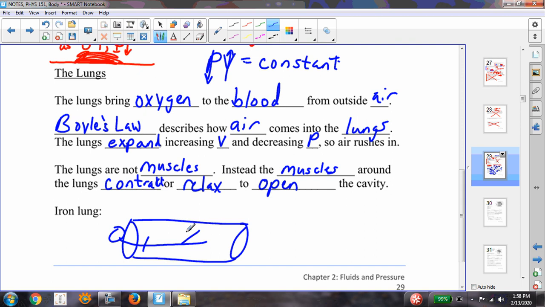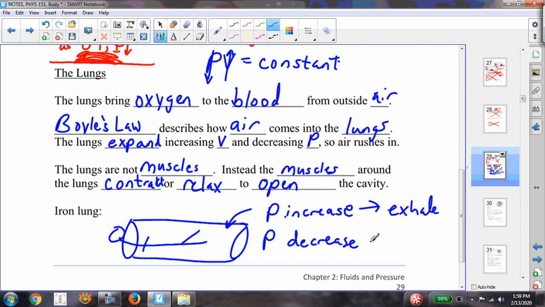And what the iron lung does is that the pressure inside of this canister will increase, giving you a higher pressure on the inside of the canister, and that leads to an exhale, or the pressure will decrease, and that helps the patient to inhale. So if you have a low pressure inside of the iron lung, then that will help the patient to inhale. It basically does the work of your diaphragm for you.